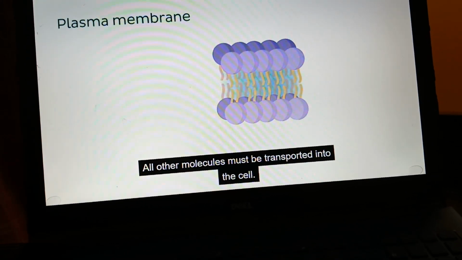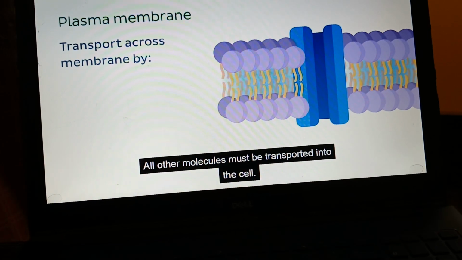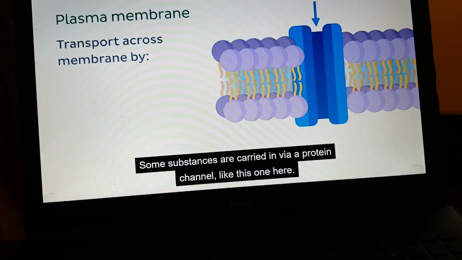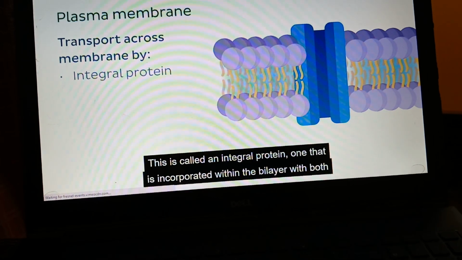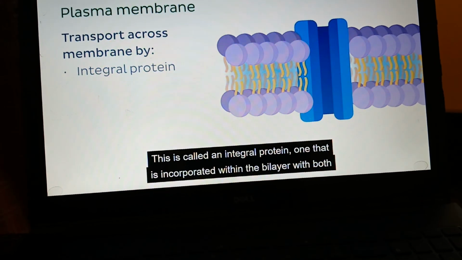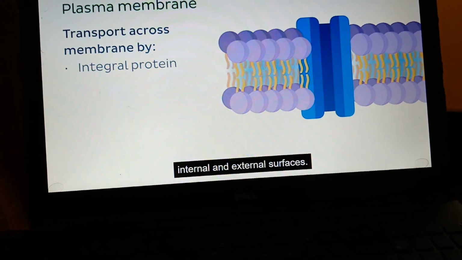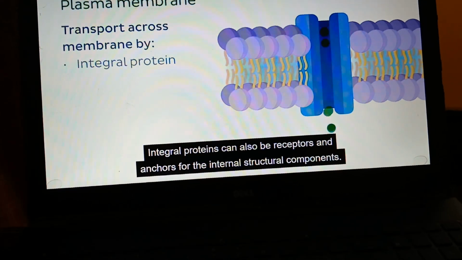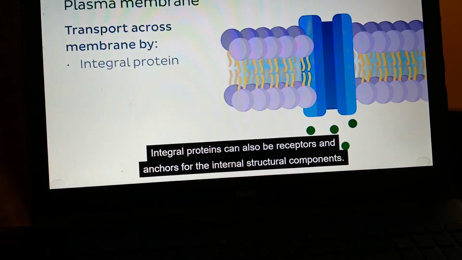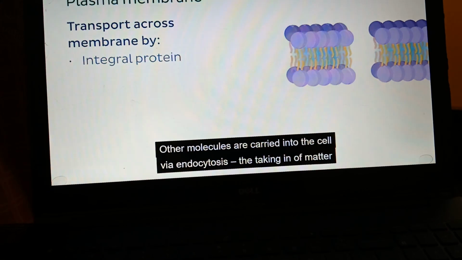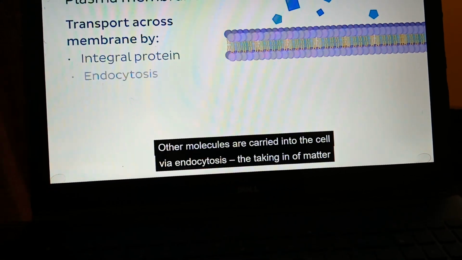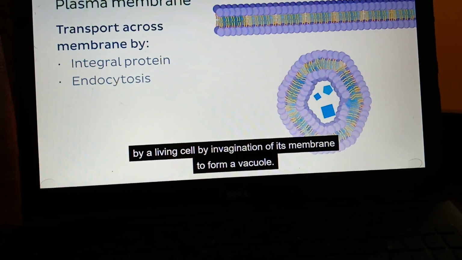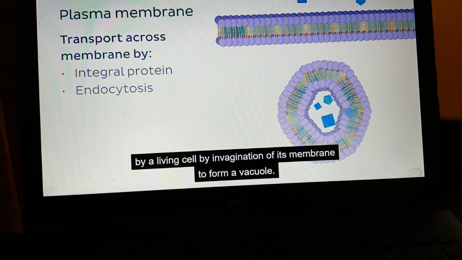All other molecules must be transported into the cell. Some substances are carried in via a protein channel, like this one here. This is called an integral protein, one that is incorporated within the bilayer with both internal and external surfaces. Integral proteins can also be receptors and anchors for the internal structural components. Other molecules are carried into the cell via endocytosis, the taking in of matter by a living cell by invagination of its membrane to form a vacuole.